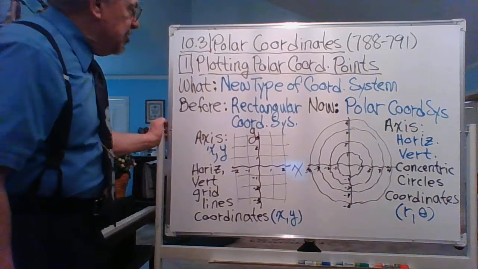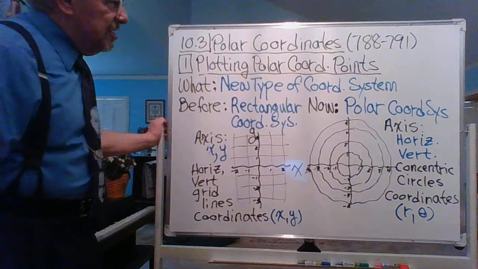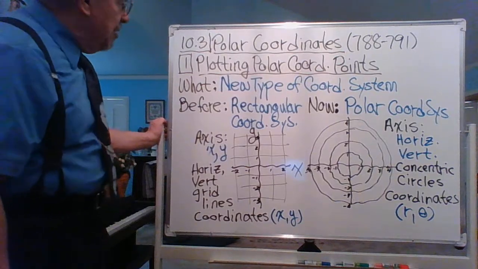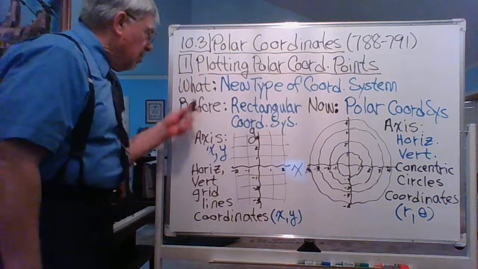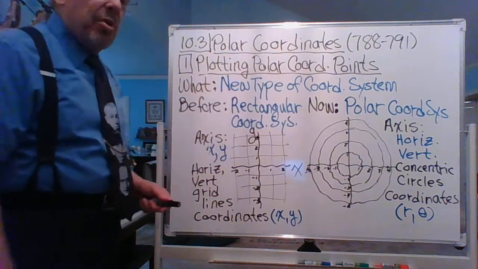So today we're going to talk about section 10.3, polar coordinates. And we're going to go through the first two objectives here from page 778 to 791, with our first objective being plotting polar coordinates. So what we have here is a new type of coordinate system.